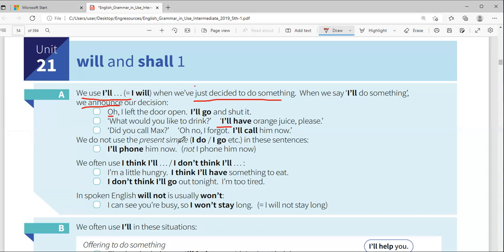"Did you call Max?" "Oh no, I forgot. I'll call him now." So when you say "I'll call him now," the decision is being made at that time. We do not use the present simple, like "I do" or "I go," in these sentences. We don't say "I call." No, "I'll phone him now." You are making a decision. Don't say "I phone him now." No, it's not true. "I will phone him now" means you are making the decision right now.